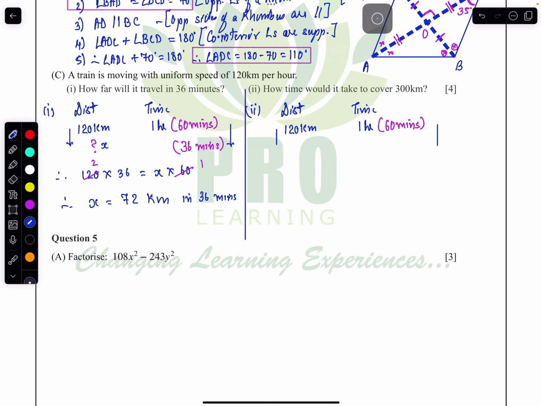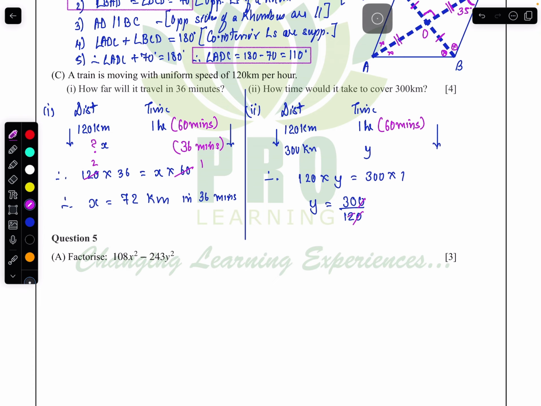So here it is asking us how long would it take for 300 kilometers. Naturally, the more the distance, the more the time taken. So we want to call this y. In this case, if this reduces, even this will reduce. It is directly proportional, so we will do cross multiplication. Therefore, we will get 120 times y is 300 times 1. Our y will be 300 over 120.